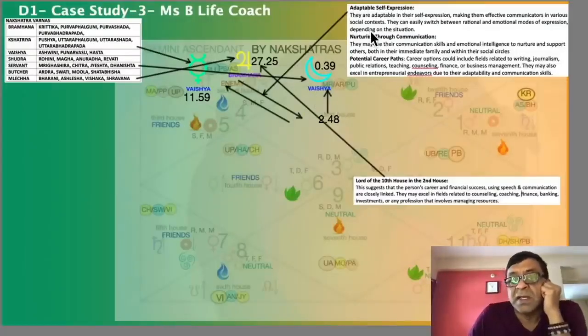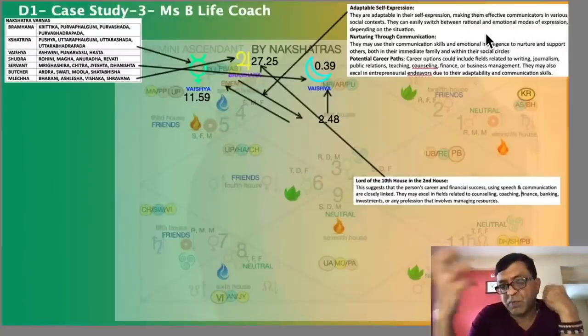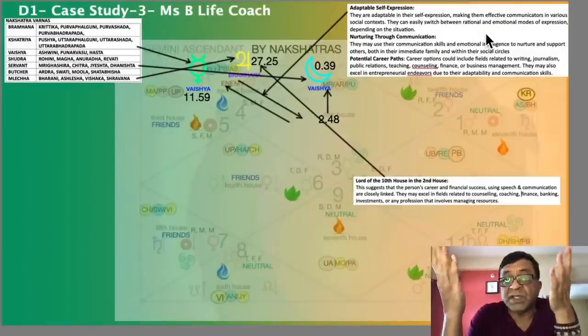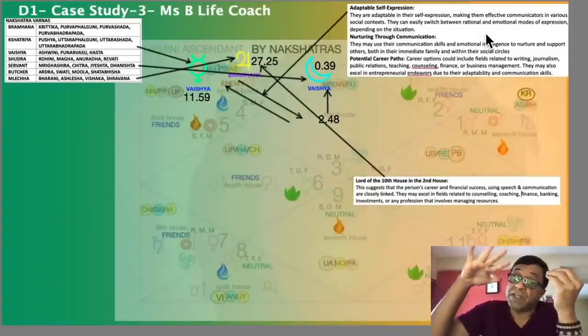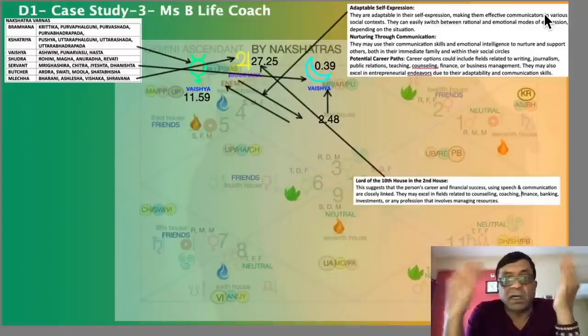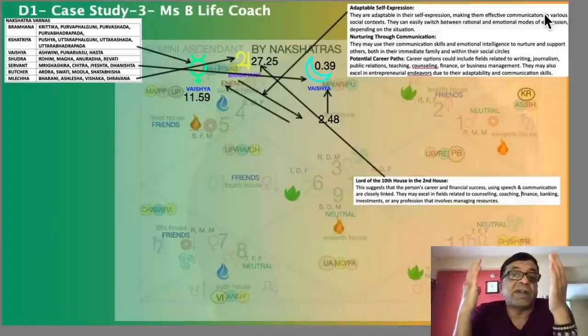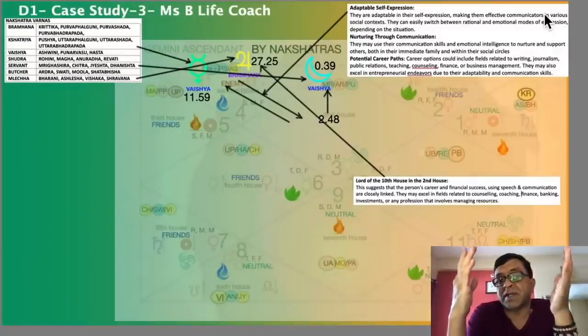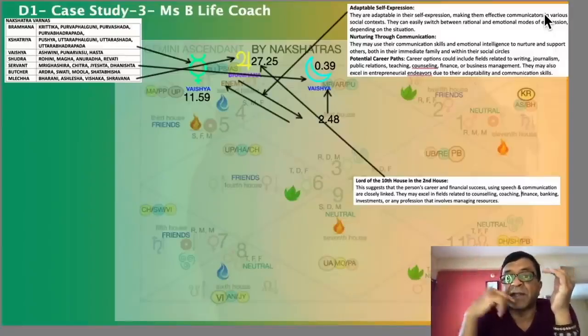What does this tell us? Adaptable self expression. They are adaptable in their self expression, making them effective communicators in various social contexts. Isn't that important for a life coach? They can easily switch between rational and emotional modes of expression. Rational being Mercury, Moon being emotional. Nurturing through communications. They may use communication skills with emotional intelligence to nurture and support the individual. The 101 life coach, folks. This is the chart of a life coach. Her destiny was meant to be life coach, right? And we are still in D1. Let's see the D10 gets better.